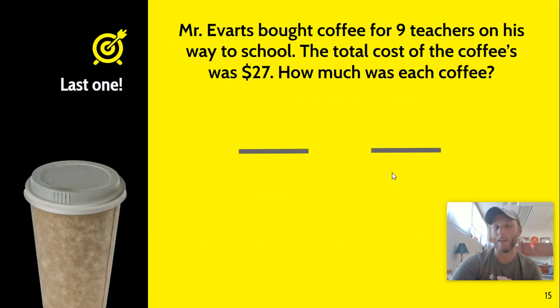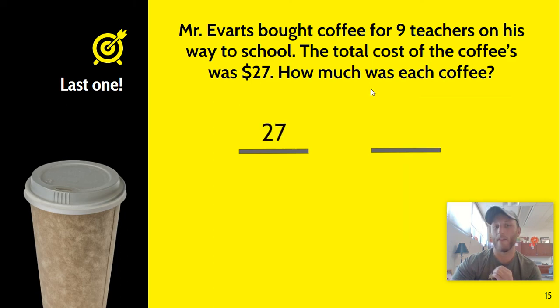This is the last one. I want you to do this on your own. Mr. Everett bought coffee for 9 teachers on his way to school. I was feeling generous that day. The total cost of the coffees was $27. How much was each coffee? So set this up and then break it down to the unit price. I want to know how much per coffee.